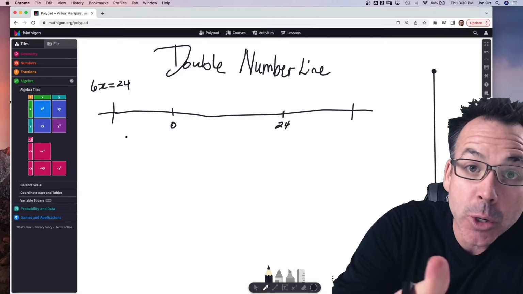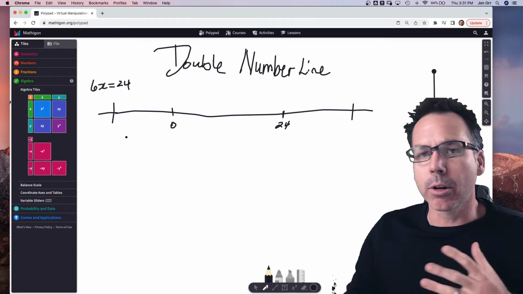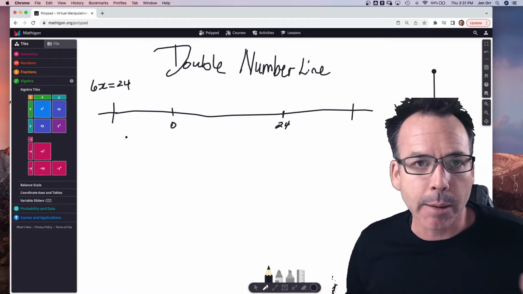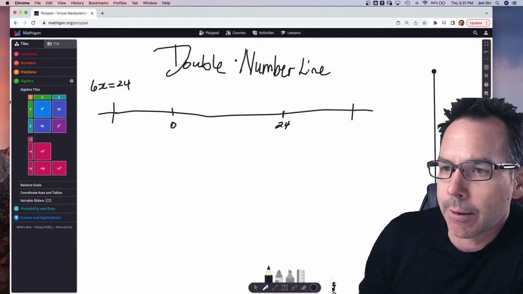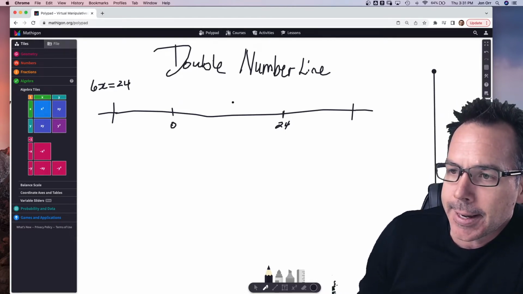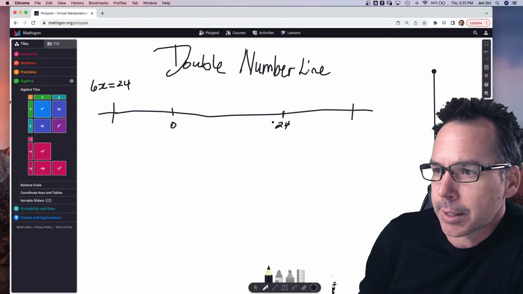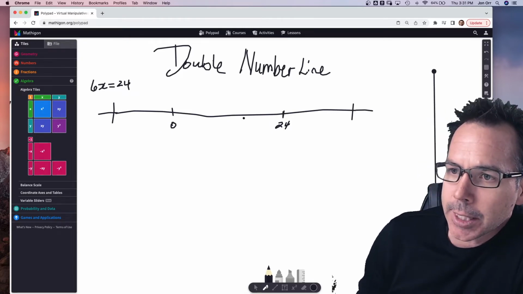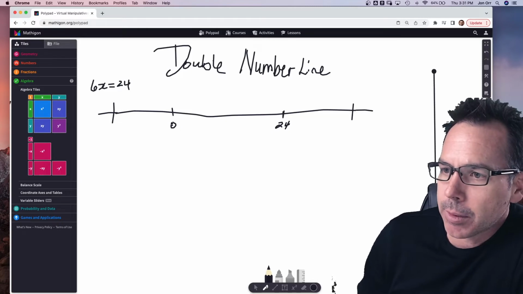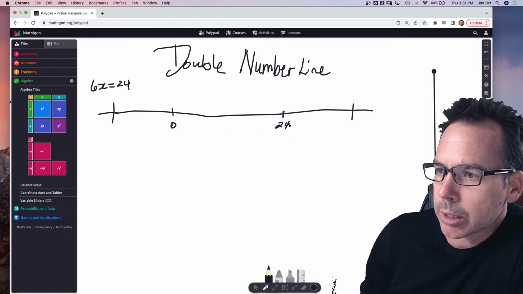And I'm showing you how to use the model. You're going to want to have your students use this number line model, and I'll give you a progression that I've used to help them use that number line without a lot of your assistance after I do this example here. So if I'm solving 6x equals 24, I'm going to put 24 on the number line. So this distance here is 24 units long.